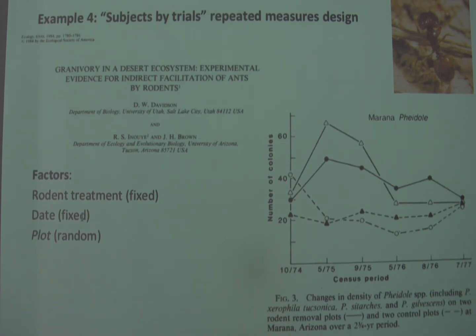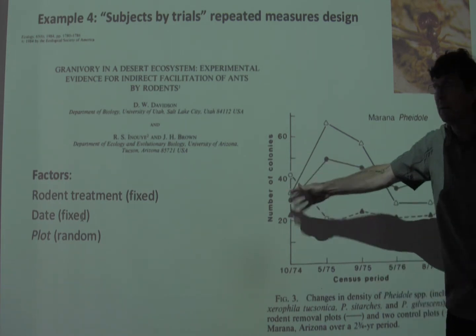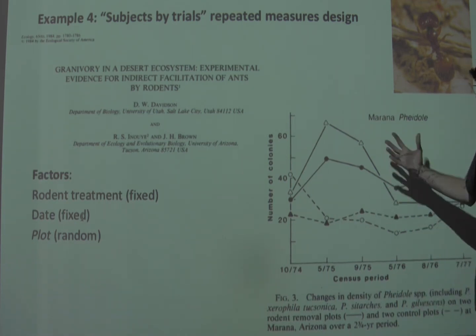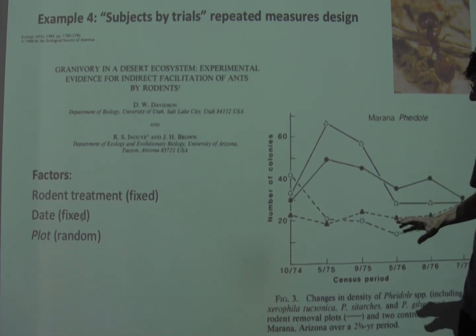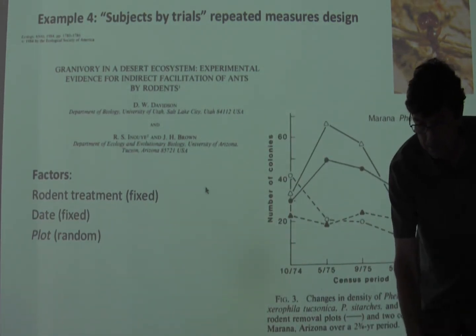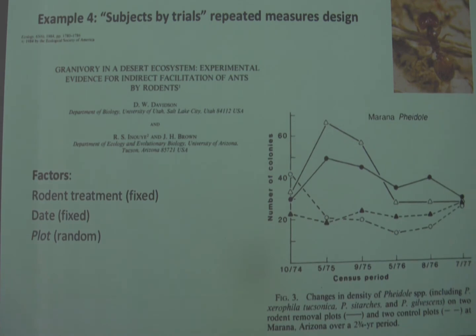In this experiment, there were 4 enclosures. In 2 of the enclosures, rodents were removed, and in the other 2 enclosures they were not. The response variable is the number of colonies of ants. This experiment was carried out in the desert in the American Southwest. So rodent treatment is a fixed factor, and the temptation is to include also date.